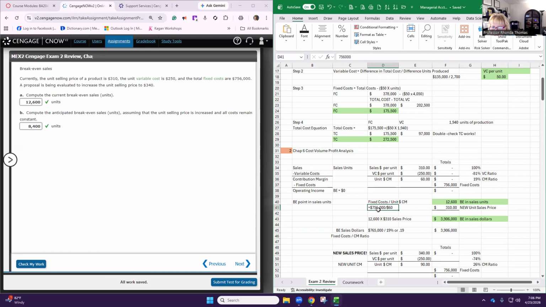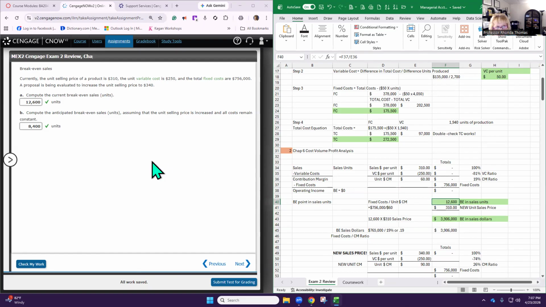So there's a calculation to find your break-even units, the number of units. So you take your fixed expenses, 756,000, and divide by that unit contribution margin. Okay. And when you do that, I get this many units. I get 12,600 units at a sales price of 310. Okay. That's how many units it's going to take to break even.